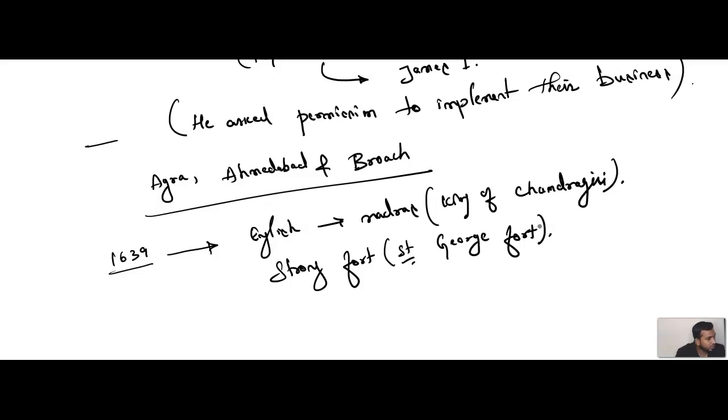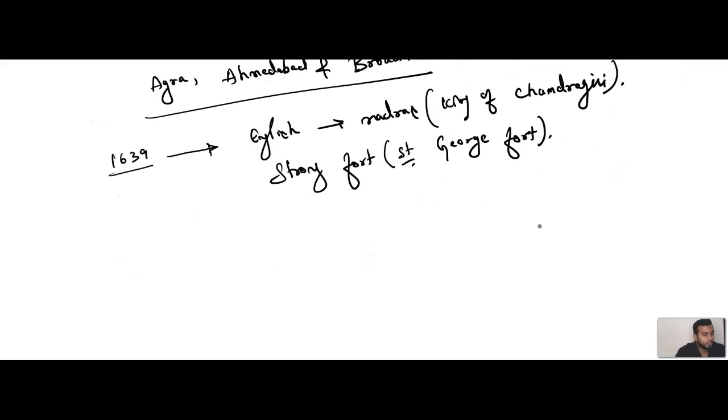Understood? मद्रास को कैप्चर करने के बाद मद्रास में एक स्ट्रॉन्ग फोर्ट को खड़ा किए. उसका नाम क्या दिए? सेंट जॉर्ज फोर्ट. Any doubts? English took Madras from the king of Chandragiri and established a strong fort that is named as St. George Fort. Did you understand this year?